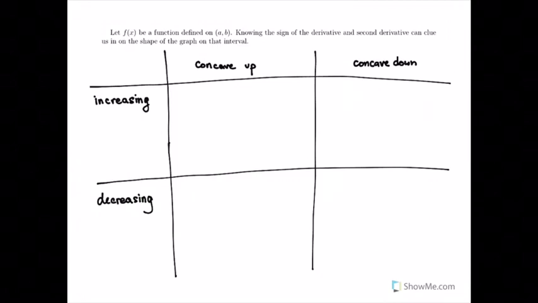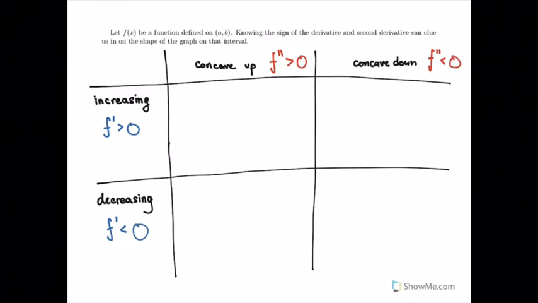So let f be a function defined on some interval a to b, and knowing the sign of the derivative and the second derivative can clue us in on the shape of the graph on that interval. So I have 4 quadrants here, and that's going to look at when a function is increasing and concave up. If it's increasing, we're saying the first derivative is positive. If we're decreasing, we're saying the first derivative is negative. If we are concave up, we are saying the second derivative is positive. Concave down, we're saying the second derivative is negative.